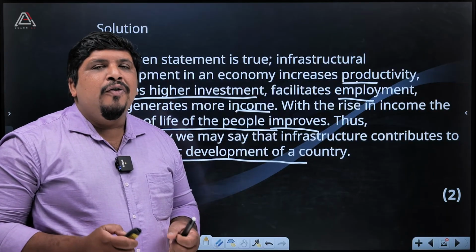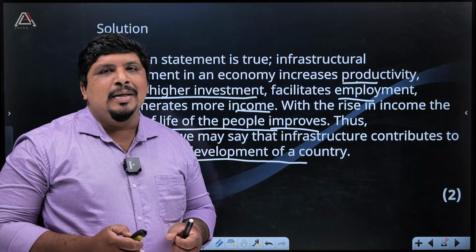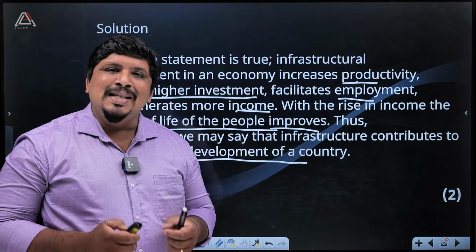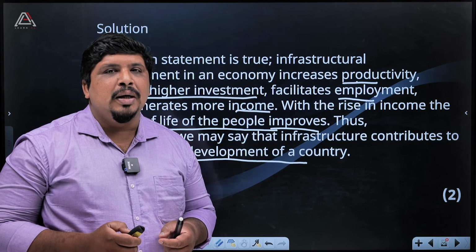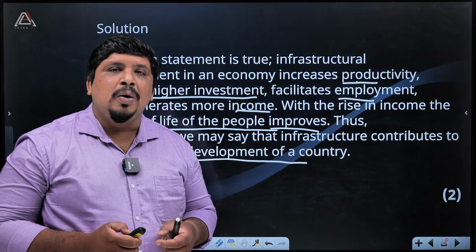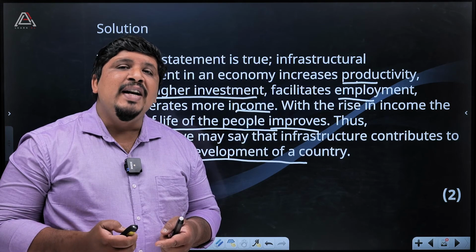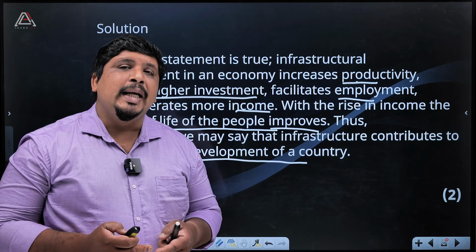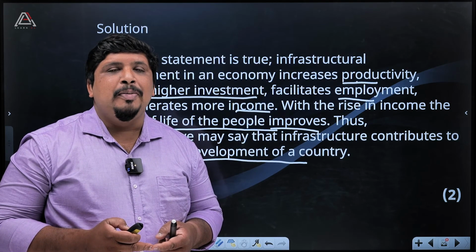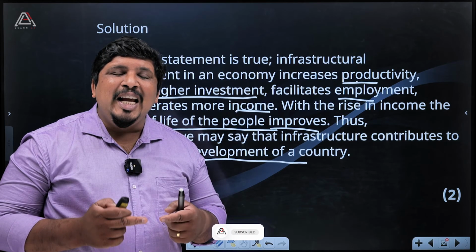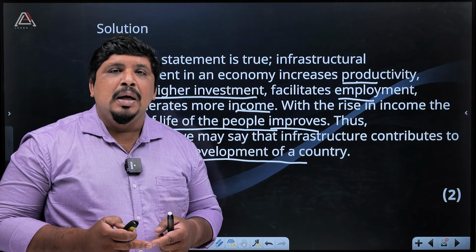This is the end of the first section, the very short answer type questions. Very short answer type questions carry 2 marks each for 5 questions, so in total we have 10 marks. Next class we will discuss the second part, short answer type questions. Those are 3 marks questions, which we will discuss in the next video.